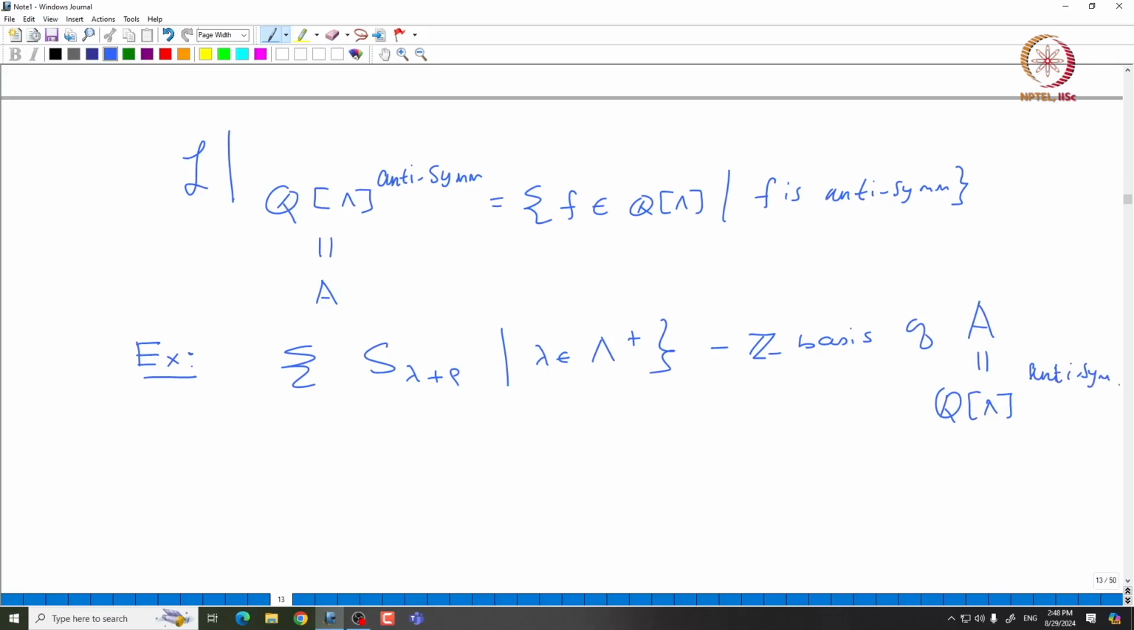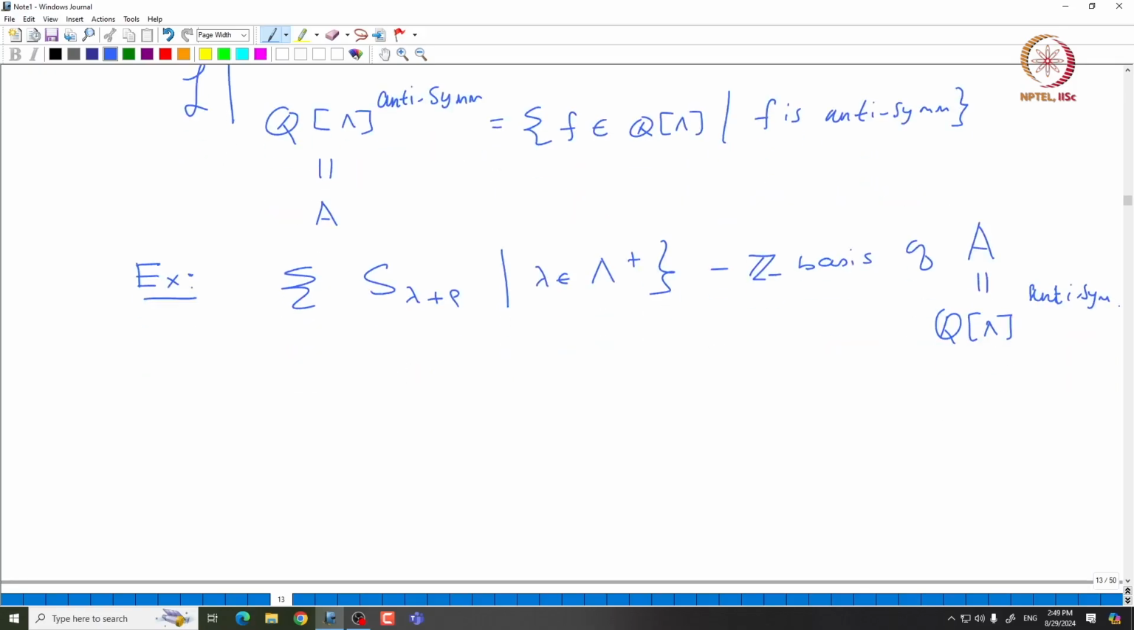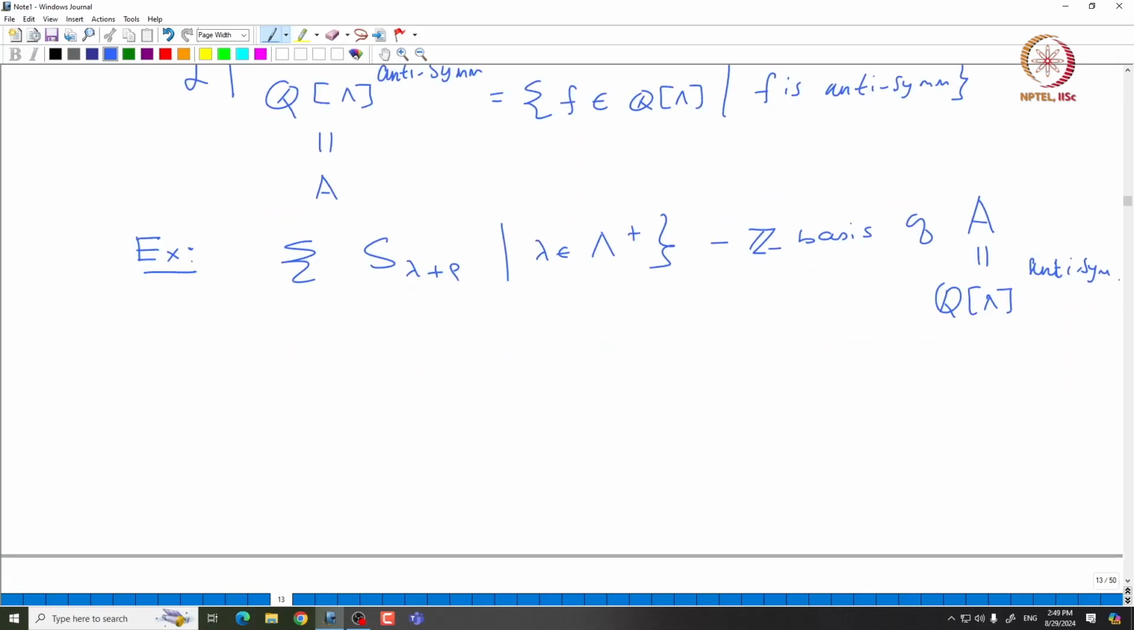Okay. So, this is more or less what I proved in the last class. The only thing that you need to actually verify is that the s_{lambda+rho} form a linearly independent set. We already said that they form a spanning set for the antisymmetric elements, that is the computation I did in the last class. To prove it is linearly independent, you have to notice one thing about the definition of s_{lambda+rho}.